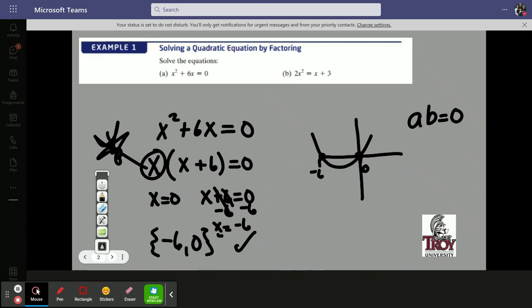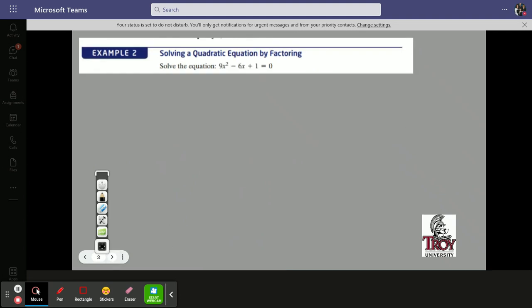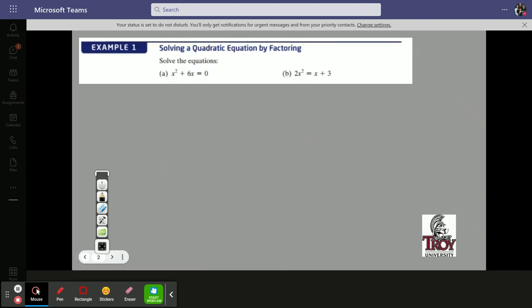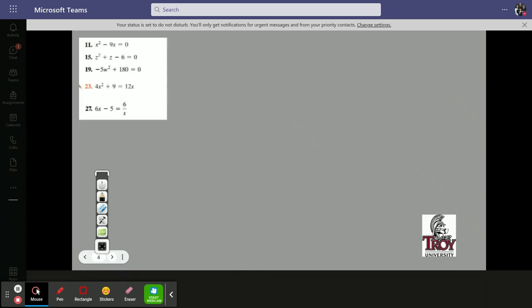Okay? All right. Let's try a couple of these problems. Let's start with x squared minus 9x equals 0. Factor that one out for me.